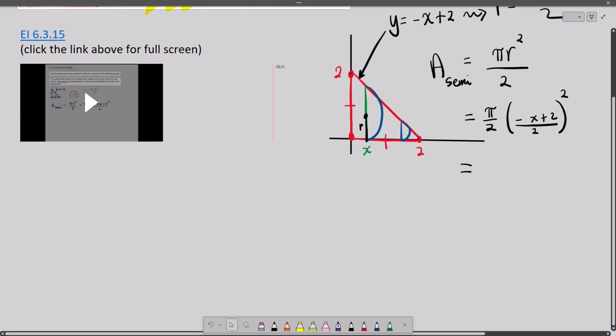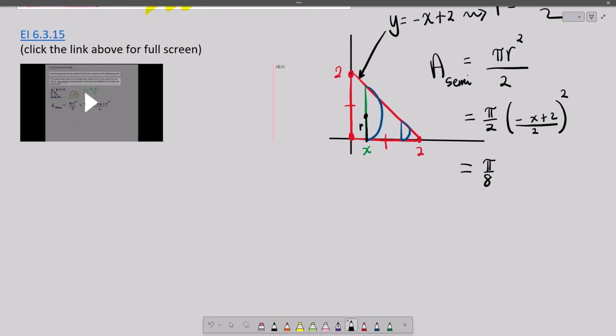Now we can square this out. We get pi over 8. So the 2 in the denominator here gets squared, turned into a 4, and we can pull it out to the front. And then here we're going to have an x squared minus 4x plus 4. Look at that.